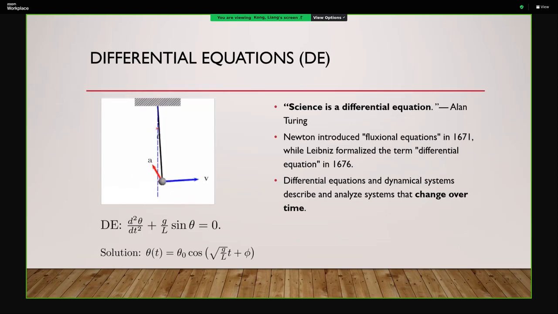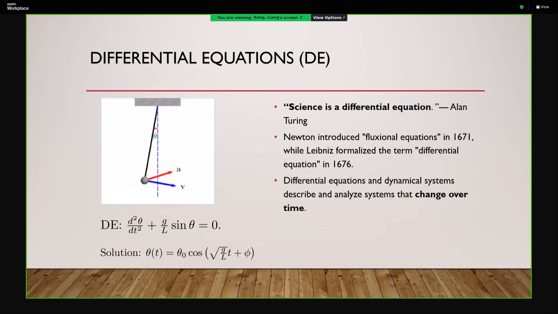I want to start with a quote from Alan Turing. This name will appear later. Turing said science is a differential equation. I personally don't think this is an overstatement, because you think about Newton's law, you think about the Einstein equation, all those physical phenomena, as long as they evolve with time. We live in a time space, right?